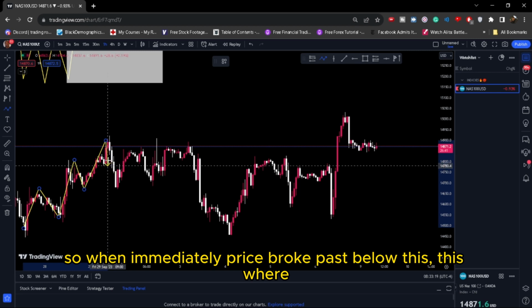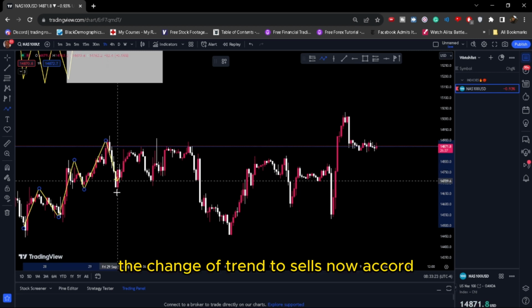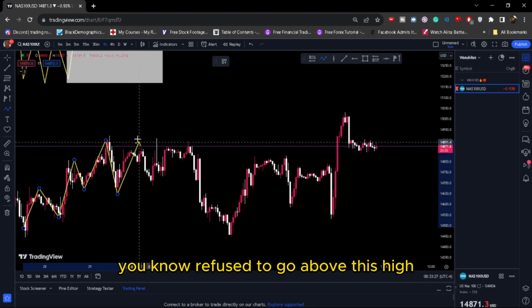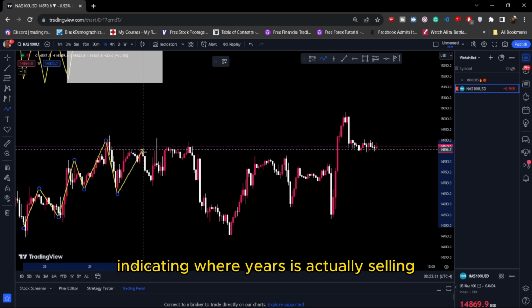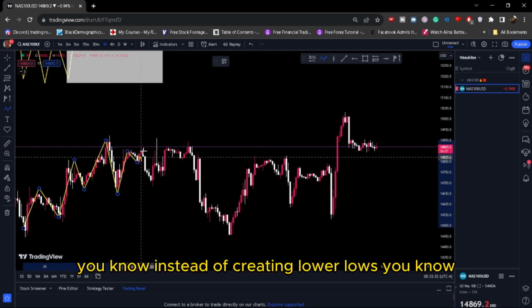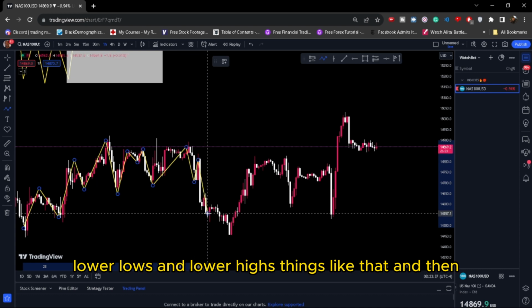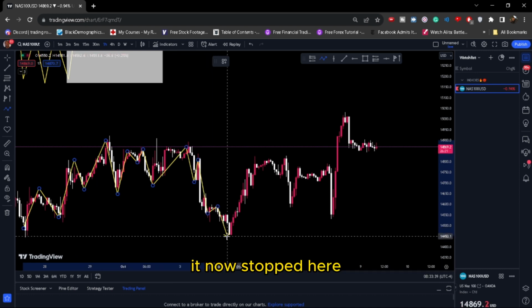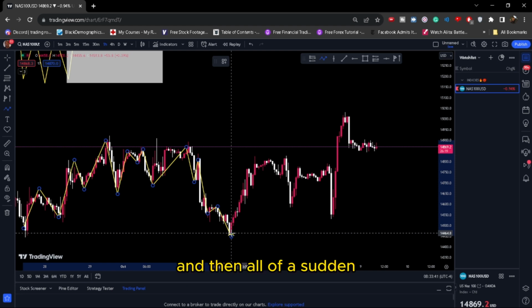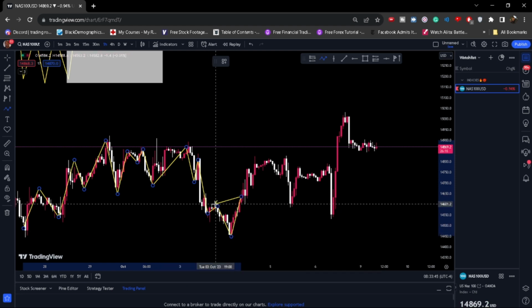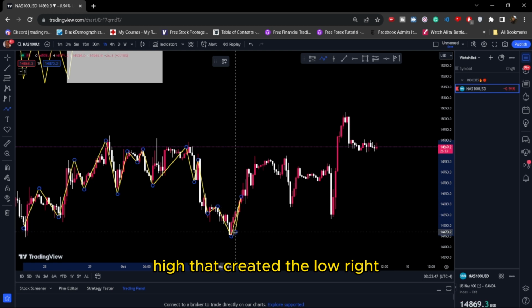So when price immediately broke below this, this is where the change of trend to sells occurred. So immediately that happened, notice how price refused to go above this high, indicating that yes, it's actually selling, creating lower lows and lower highs, things like that. And while it was creating lower highs, it now stopped here. And then all of a sudden, it broke past the previous high that created the low, right?